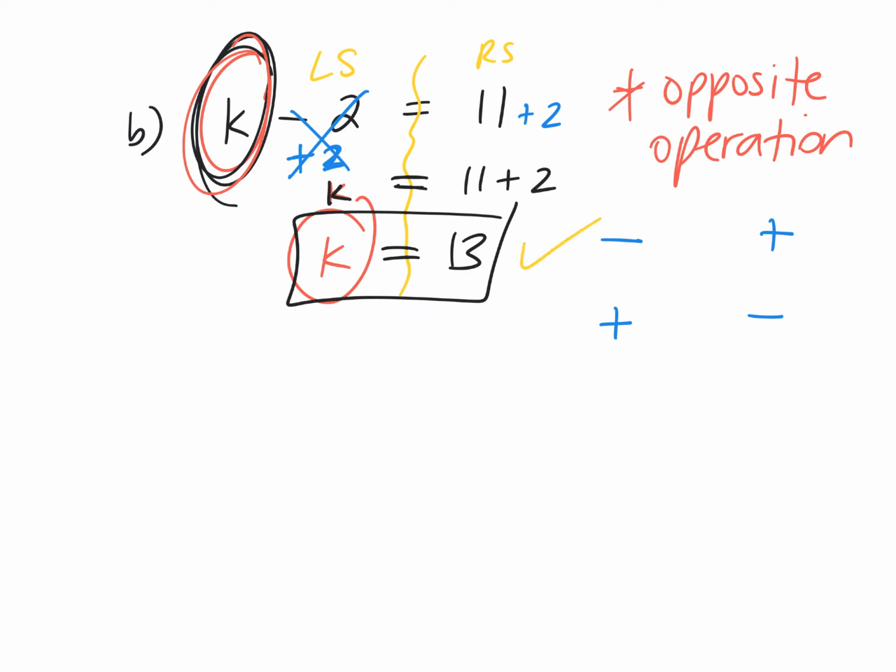That is the final answer. And we can do this in our head. Is 13 take away 2 11? Yeah. Like you can even check it in your head. 13 take away 2 is 11. Yes, it is. So the left side is equal to the right side.